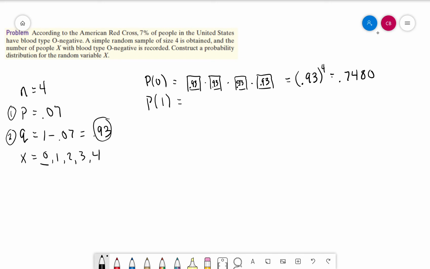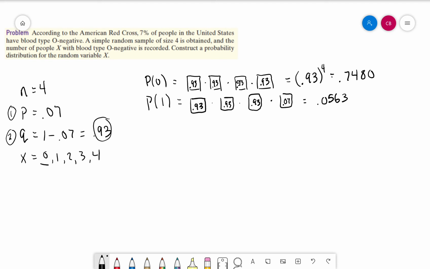Okay, so next we're going to look at P of 1. So we only want one of these 4 people to have O negative blood. Let's pretend that the last person is the person who has the O negative blood, 0.07. Then the rest of these people are 0.93. We can go and calculate this: 0.93 times 0.93 times 0.93 times 0.07, and that gives us roughly 0.0563, about 5%.